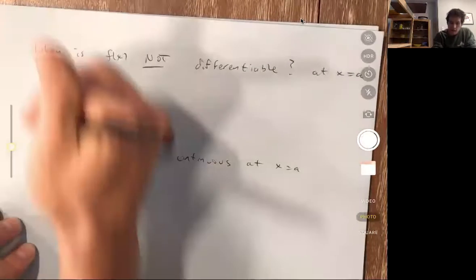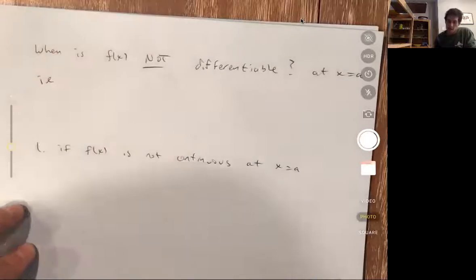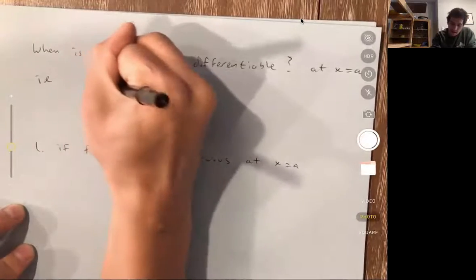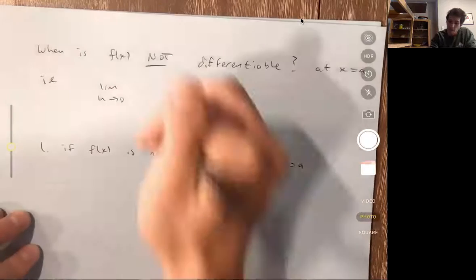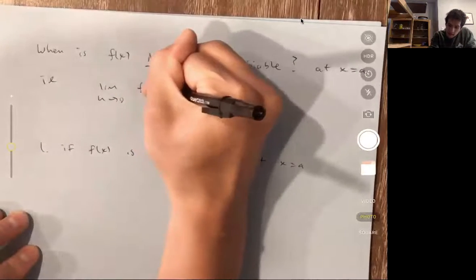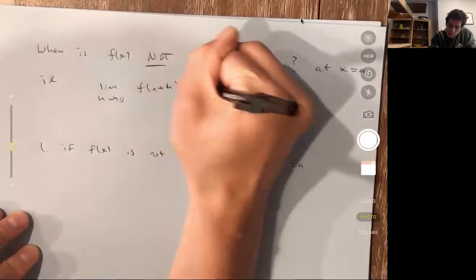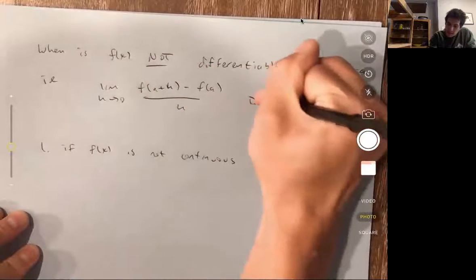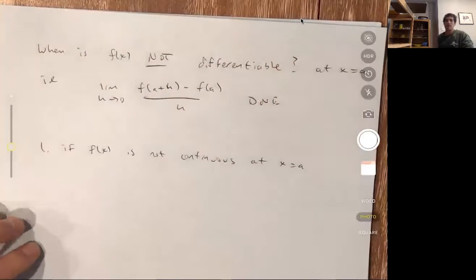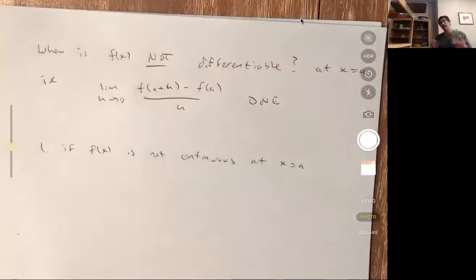So another way to rephrase this question is to say, when does the definition of the derivative, when does the limit not exist, right? So this is when does the limit of f of a plus h minus f of a over h not exist? So when does it fail to exist? And so we can think about how can a limit fail to exist? There are a couple ways that a limit could fail to exist, right?